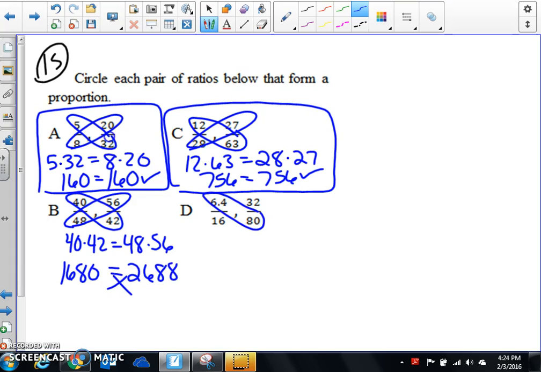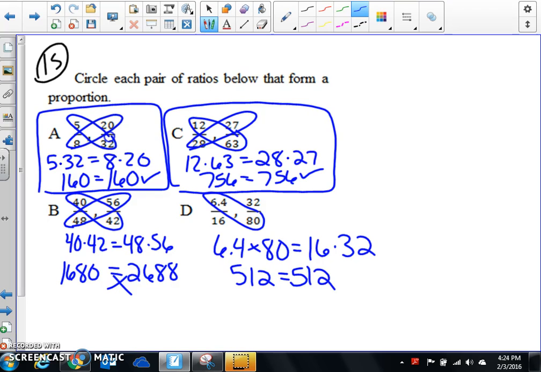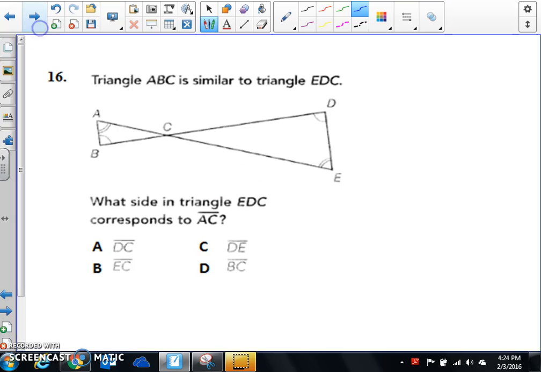And last one, 6.4 times 80 and 16 times 32. 6.4 times 80 is 512, and 16 times 32 is, yay, 512. So these three all form a proportion.